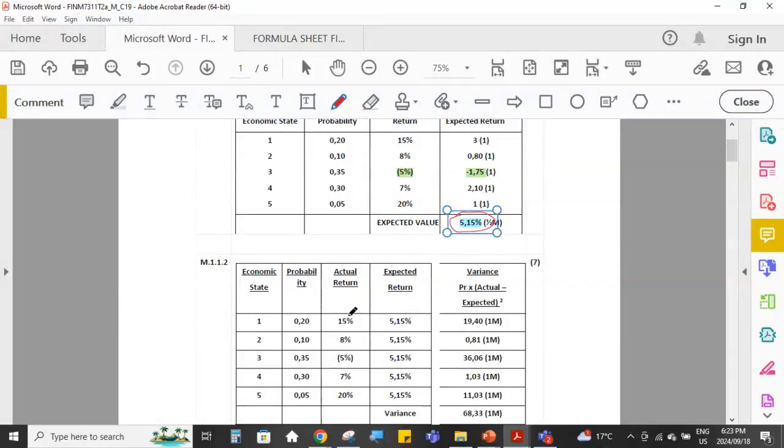Okay, sometimes they have an extra column. This minus this, answer squared, and then multiplied by 0.2, multiplied by the probability. And that gives us, so this is our formula, the probability, remember the formula said PJ, multiplied by the actual return minus the expected return squared. So it's just this minus sign that we square. You don't multiply this whole thing out and then square the answer. It's 15 minus 5.15 squared multiplied by 0.2.